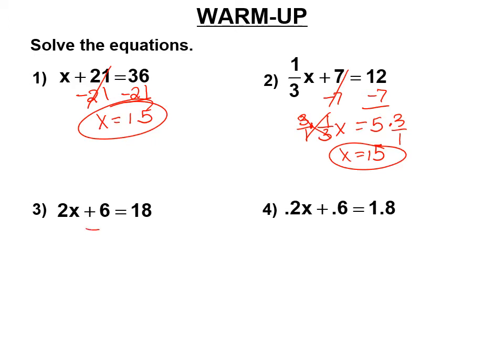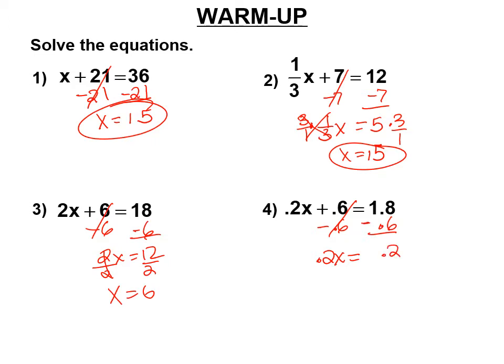Here, a two-step equation, nice easy one. 2x equals 12, divide both sides by 2, x equals 6. Ooh, there's decimals. All right, so we subtract 0.6 or 6/10 from both sides. We get 0.2x, and then subtracting there, 0.2, we get 1.2.